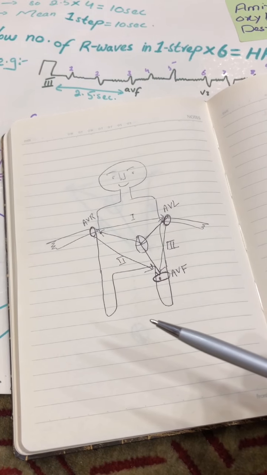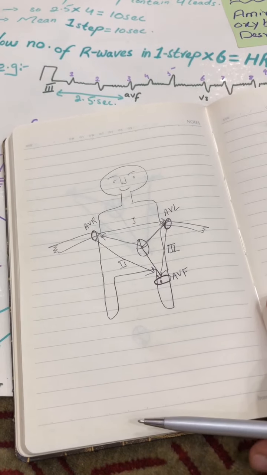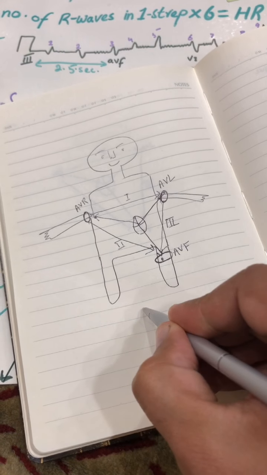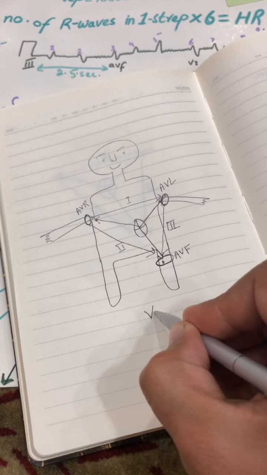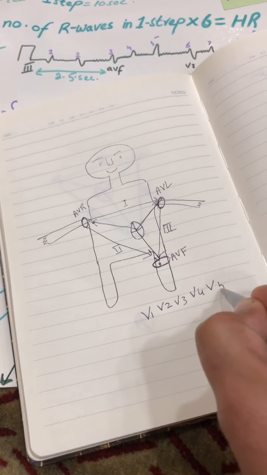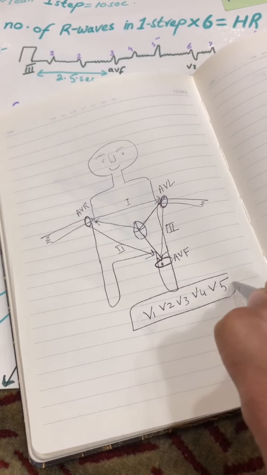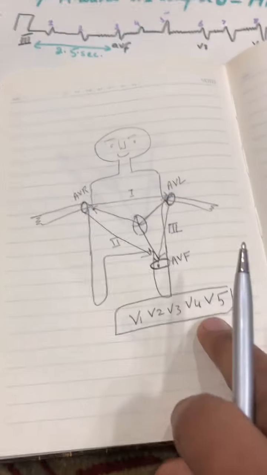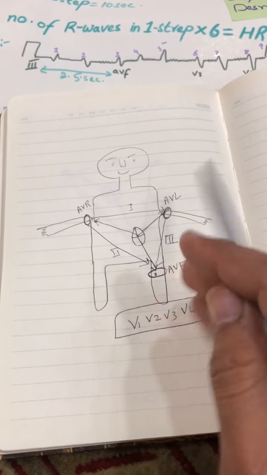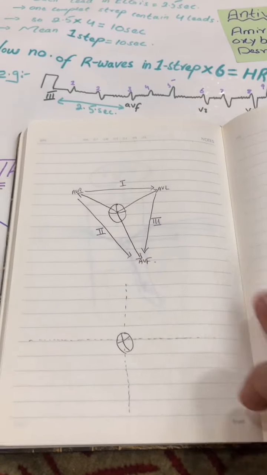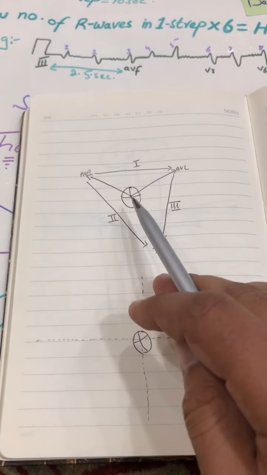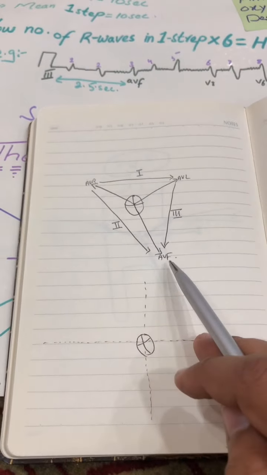Now, when you're talking about the 12 lead ECG, still 6 leads are remaining, right? So the remaining 6 leads are actually put on the chest. V1, V2, V3, V4, V5 and V6. Okay, these are chest leads. Now let's bring this triangle out of this ugly diagram, and we're gonna put it in this way. See, 1, 2, 3, AVL, AVR, AVF.